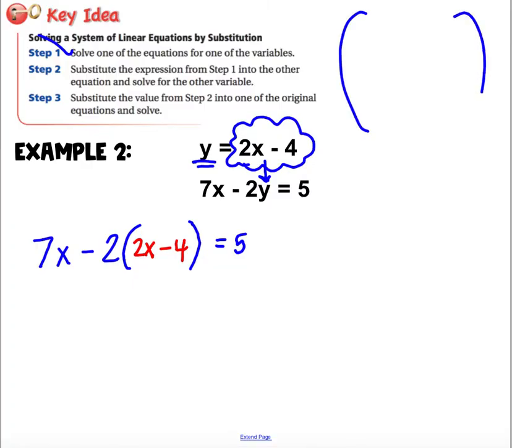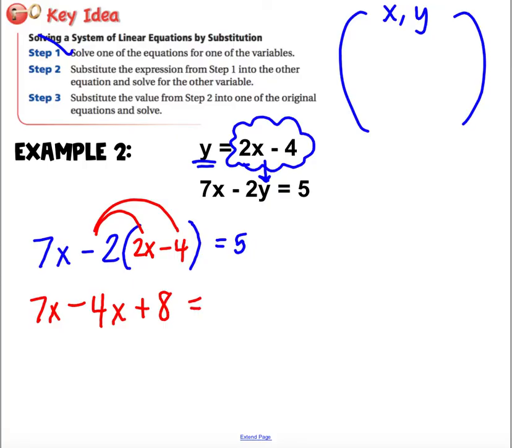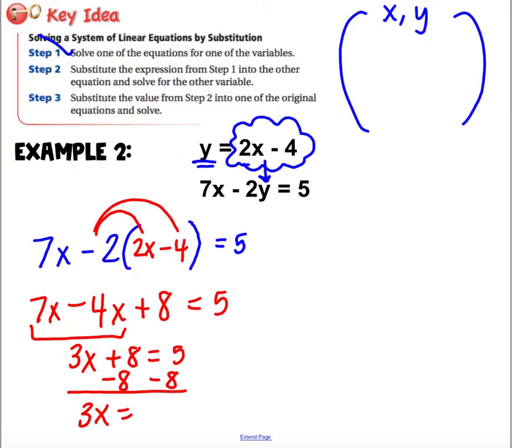So let's go ahead and solve because we want an x and a y. So use what you remember about solving multi-step equations. Remember you want to distribute the negative 2. So you get negative 4x. Negative 2 times negative 4 is positive 8 equals 5. Let's combine the like terms. 7x minus 4x is 3x plus 8 equals 5. Eliminate our constant. 3x is equal to 5 minus 8 is negative 3. So again, x is equal to negative 1 once we finish. So let's put negative 1 in for x.